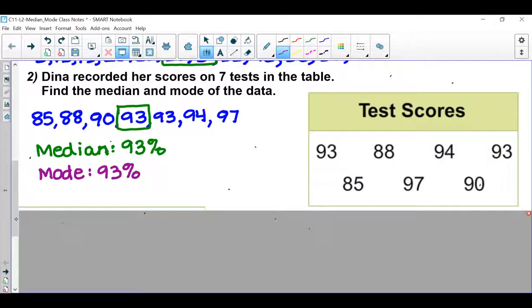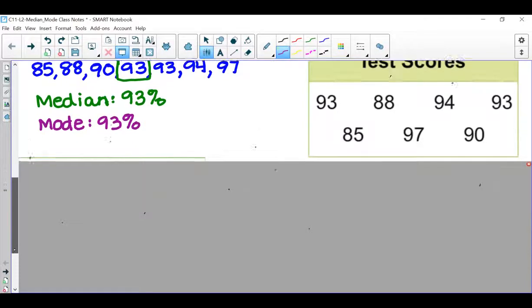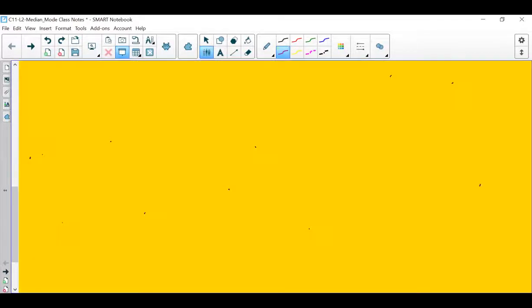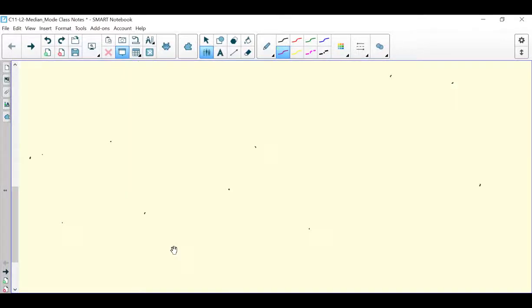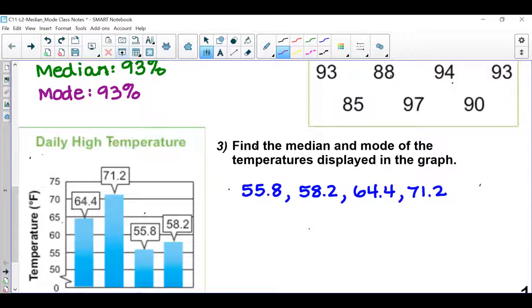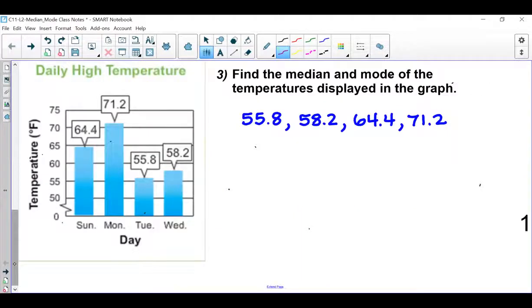Okay. Come down a bit. What's up with all the dots on the screen? Oh, that's just people touching it and doing stuff that I've asked them not to do.